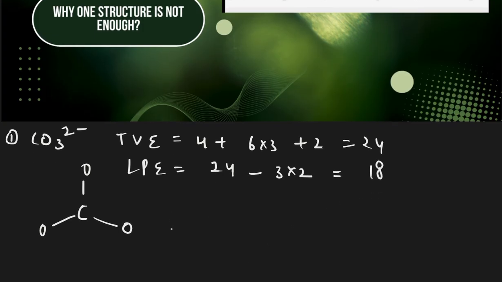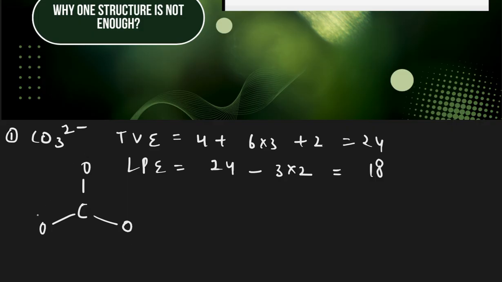Now we are going to arrange these lone pair electrons around these atoms. Okay, so this will give you 1, 2, 3, 4, 5, 6 on each oxygen. Okay, so we have a total of 6 lone pairs of electrons, but this is not the right structure.